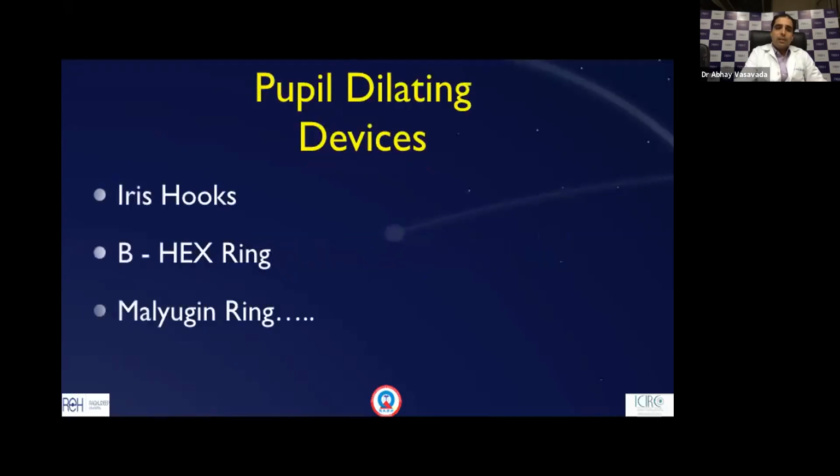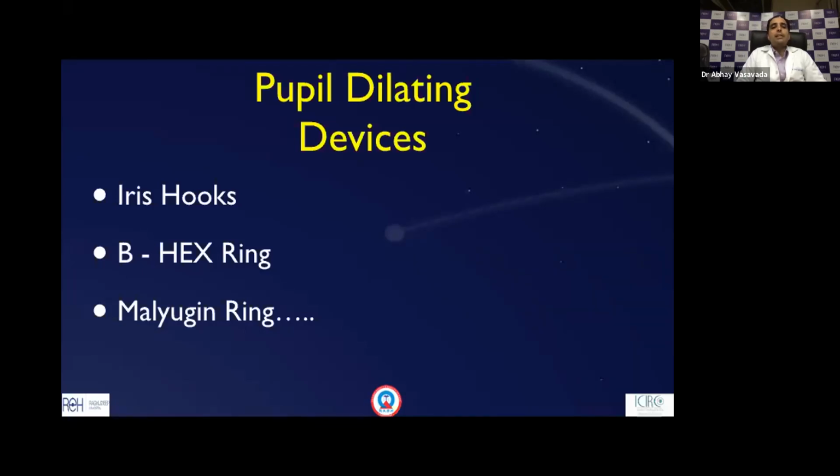There are several ways to dilate the pupil. The iris hooks being the most common and the most time-tested. Now there are several rings also available. We have our own Dr. Suben Bhattacharya ji from Calcutta, who has made the B-Hex pupil expansion device, the ever popular Malugan ring, and so on and so forth. We prefer the iris hooks for the simple reason of ease of insertion and the fact that iris hooks can actually be used at any stage of surgery.